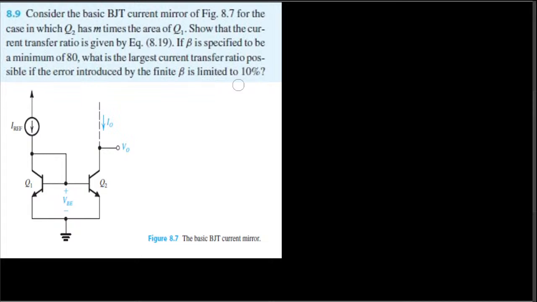Here's the question: consider the basic BJT current mirror, figure 8.17, for the case in which Q2 has m times the area of Q1. Show that the current transfer ratio is given by equation 8.19. If beta is specified to be a minimum of 80, what is the largest current ratio possible if the error introduced by the finite beta is limited to 10%? Okay, now let's see how to do that.